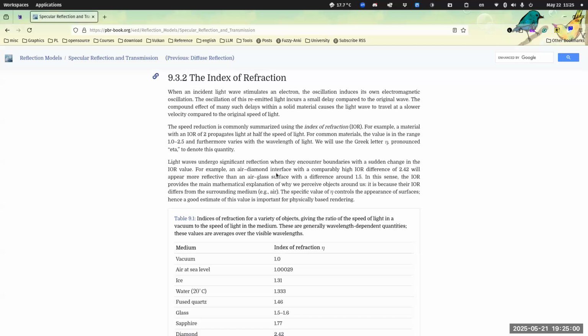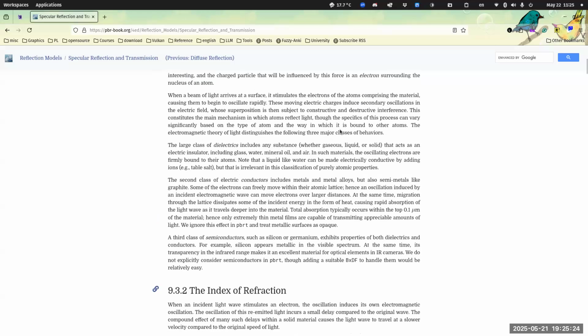So, index of refraction. Commonly, the distinction applies mostly to transmission, conductors being opaque. Dielectrics have some amount of transmission.